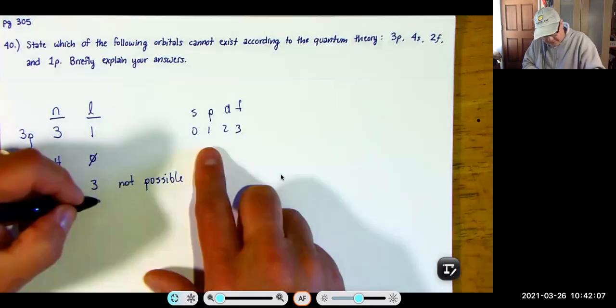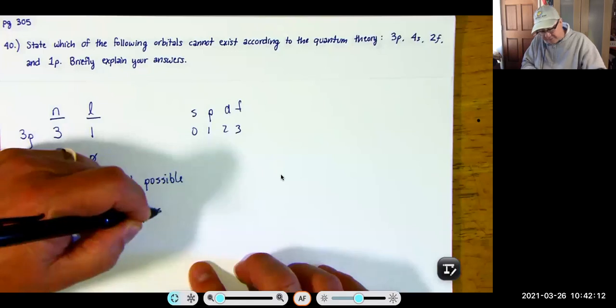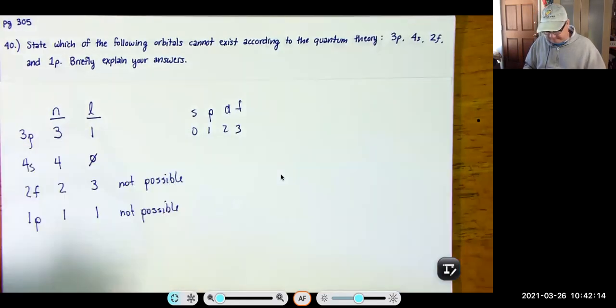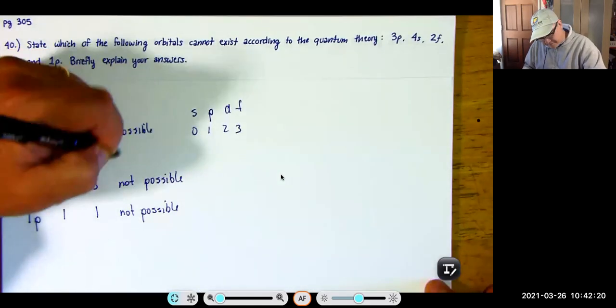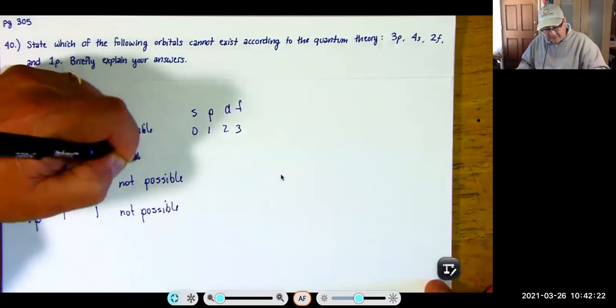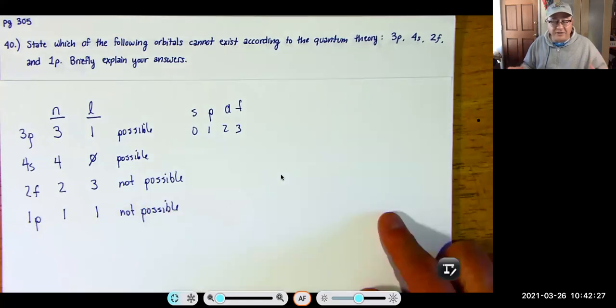So 1, and what is P? A 1. And this is not possible. And what kind of answer is this based on what they ask? 3. Nope, not very good. Briefly explain your answers. I did nothing to explain.